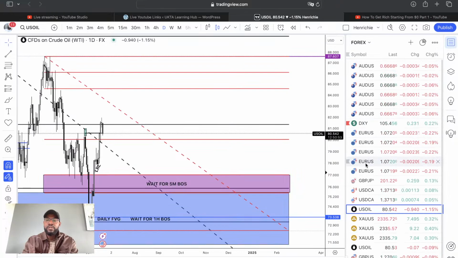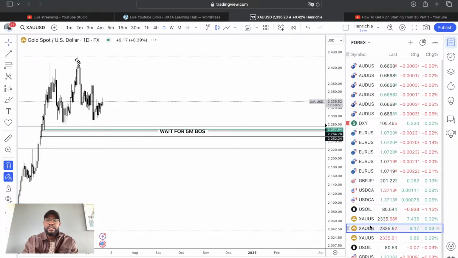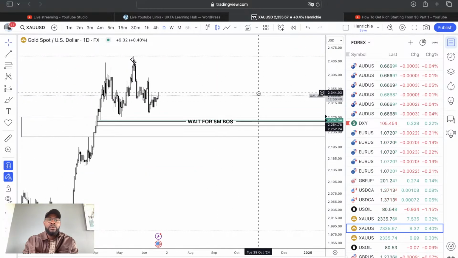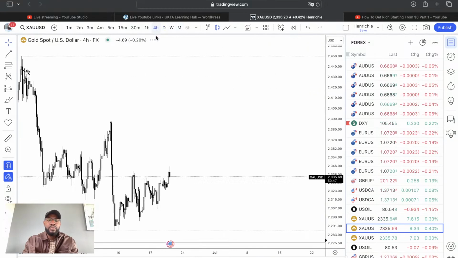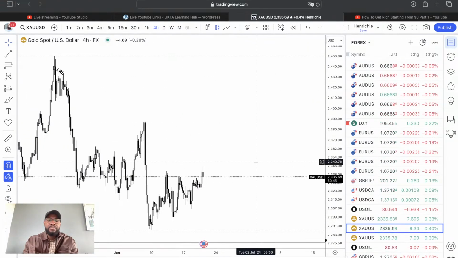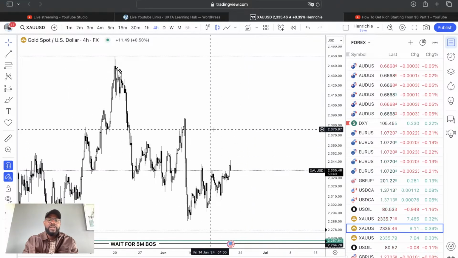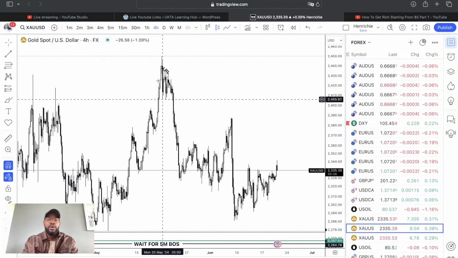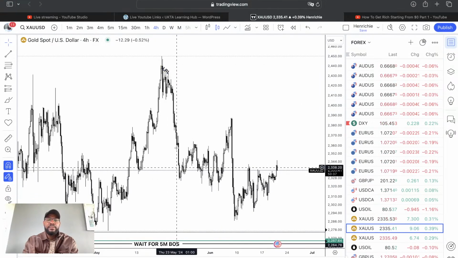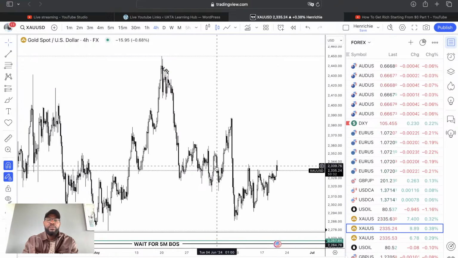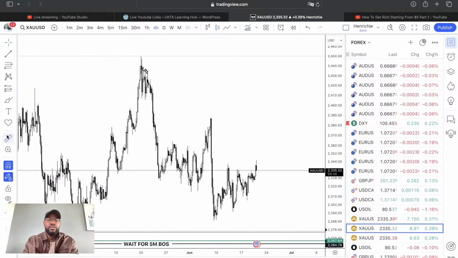So the next thing we're going to look at is gold as well, what gold is doing so far. Personally, I'm really not a fan of trading gold lately, with the whole consolidation and down and up and down up move, I really wouldn't put my money on the line on gold.